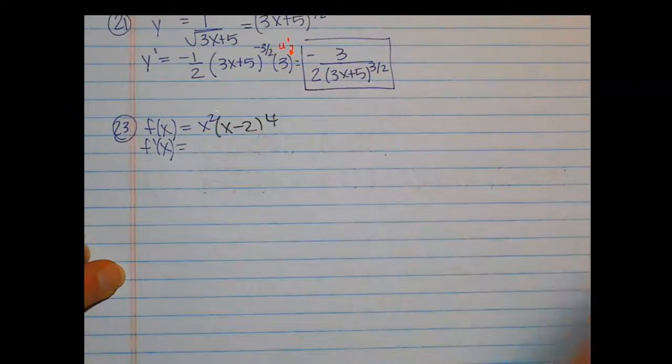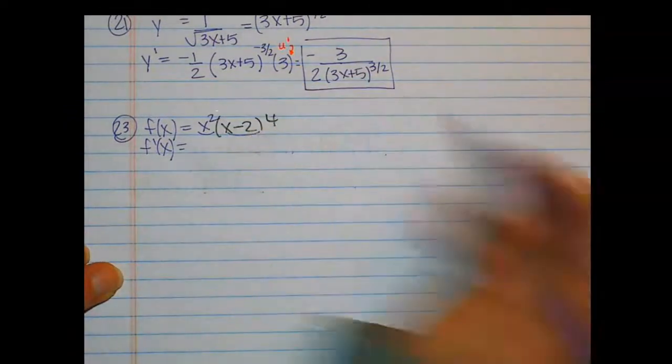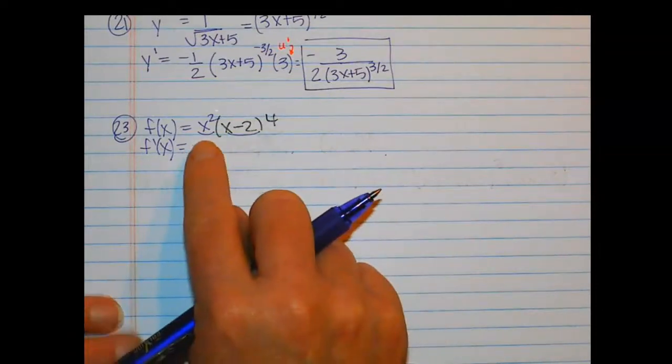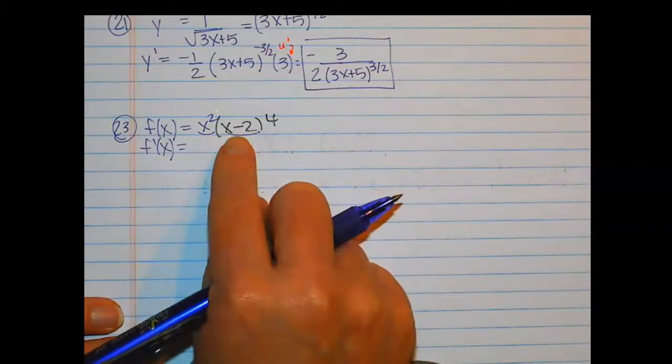Then 23 is actually where it gets interesting. 23 is a function x squared times another function. So this is product rule, but when we go to do this rule, we're going to have chain rule as part of its derivative. So I've got them in different colors. I don't know if you can tell very well, but x squared is the first, and then x minus 2 to the fourth is the second.